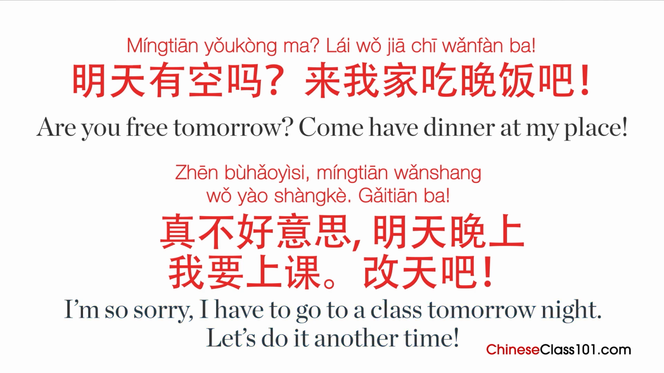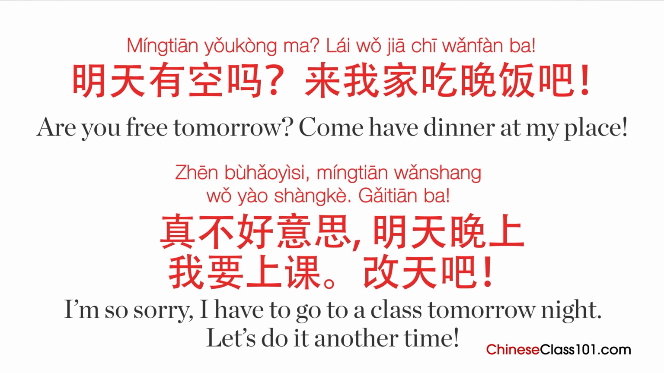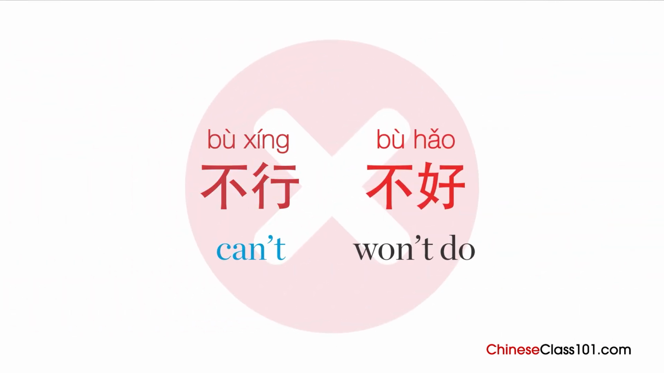In this conversation, person B didn't say no. Instead, she explained why she couldn't go and suggested doing it another time. This is the Chinese way. You don't want to say the word can't, 不行, or won't do, 不好, and you'll want to explain why.